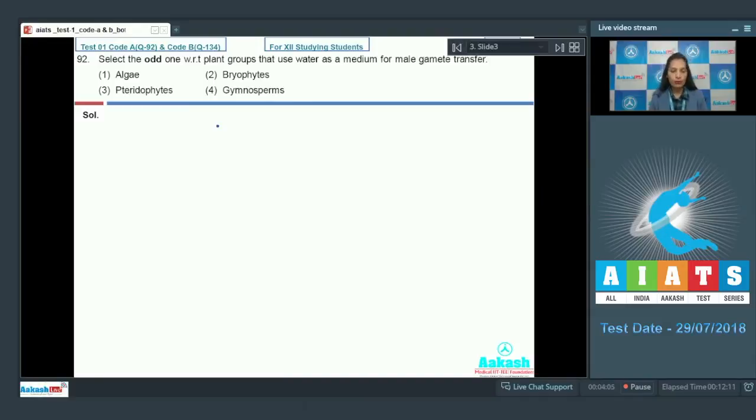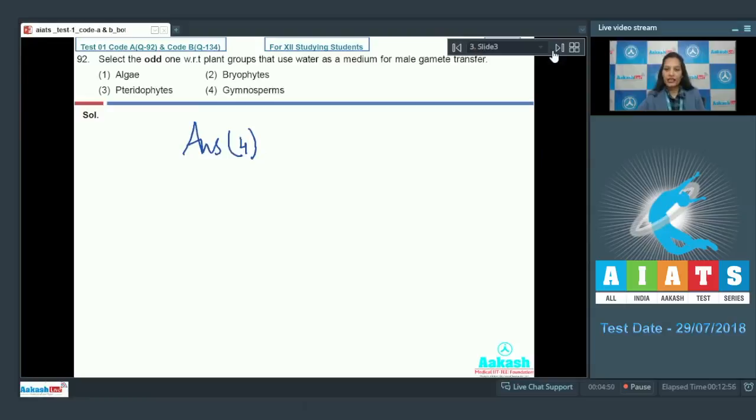So the odd one plant group which does not require water as a medium for male gamete transfer is gymnosperms, as the gymnosperms produce pollen grains and these pollen grains are carried by air currents from male sex organ to the female sex organ. So the correct option for this question is option number 4.